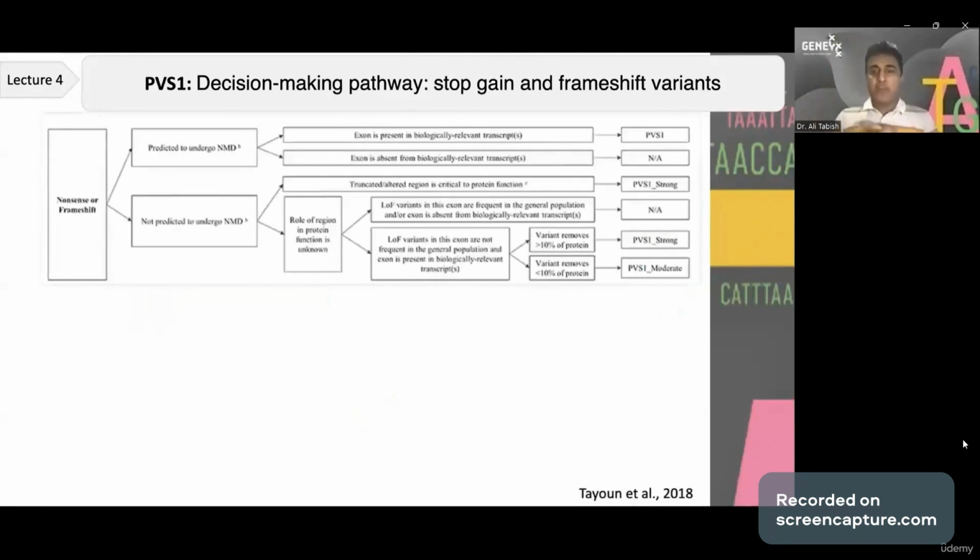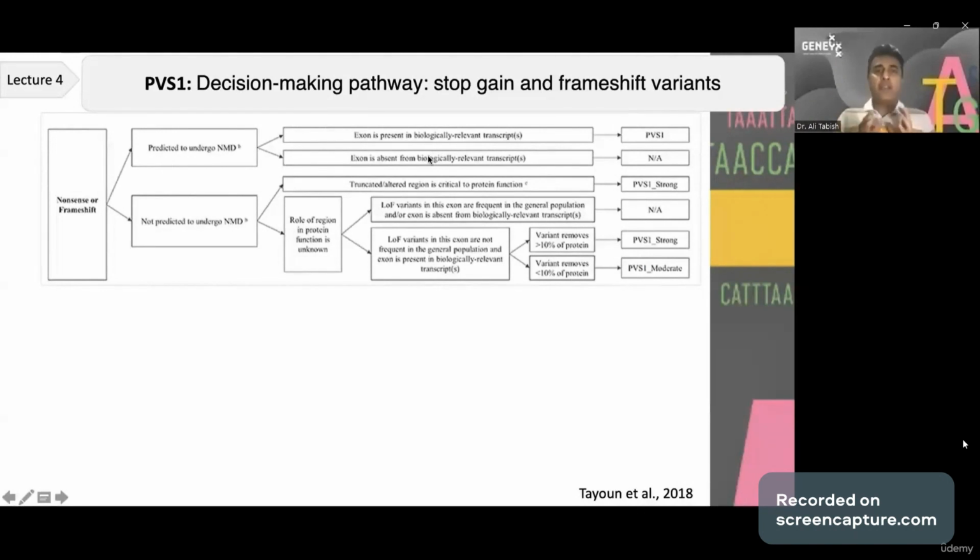So here, from this article, there's a flow chart for nonsense or frameshift variants, loss of function variants. I will start with nonsense and frameshift. We have to look at whether this variant is predicted to undergo NMD. NMD stands for nonsense mediated decay. If yes, this will lead to nonsense mediated decay, then we have to see if this exon is present in a biologically relevant transcript. If yes, okay, we can apply PVS1.